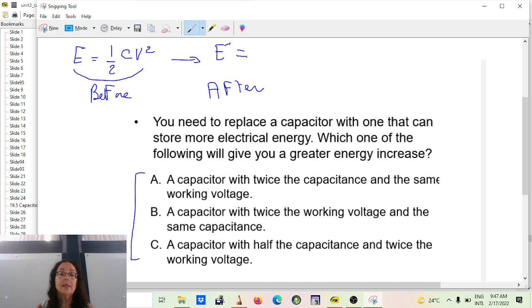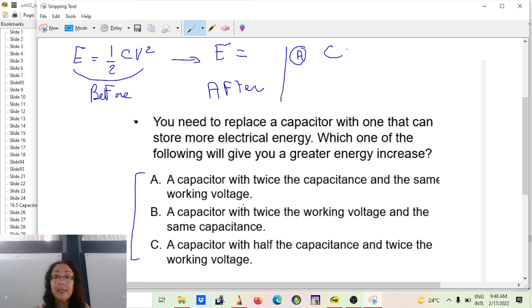So see what's going to happen to the energy. If you multiply the capacitance by 2, keep the voltage the same. If you multiply the voltage by 2 and you keep the capacitance the same, or if you take half the capacitance but you take twice the voltage. Do you understand the question? Okay, so do it. And staring doesn't help. That's the kind of problem that you have to do.